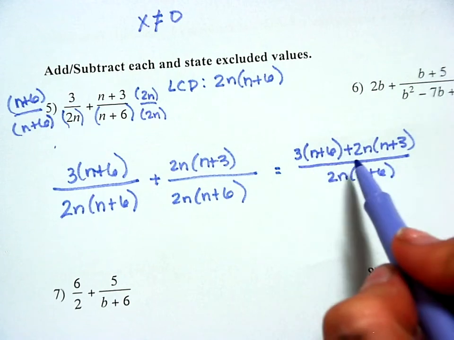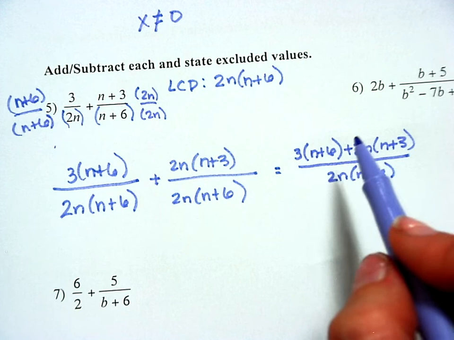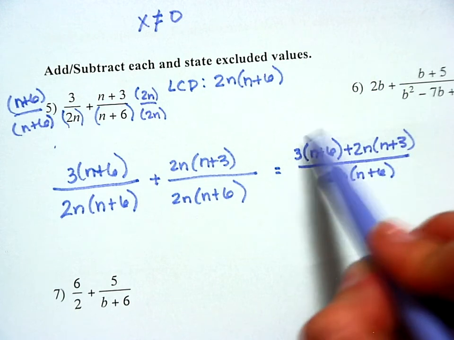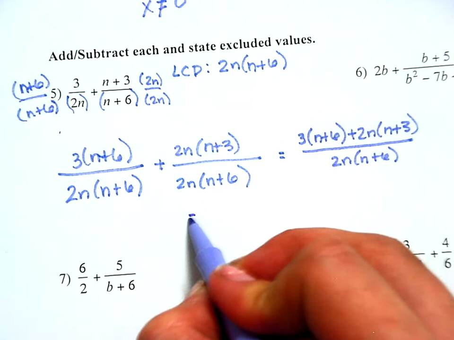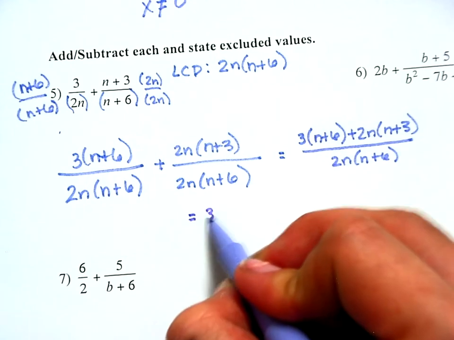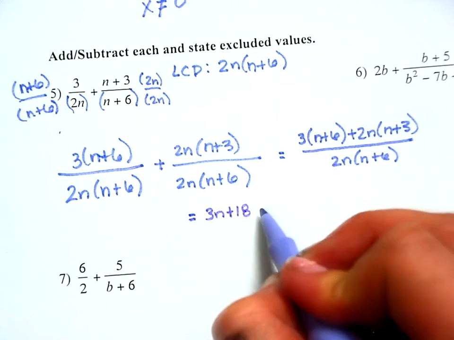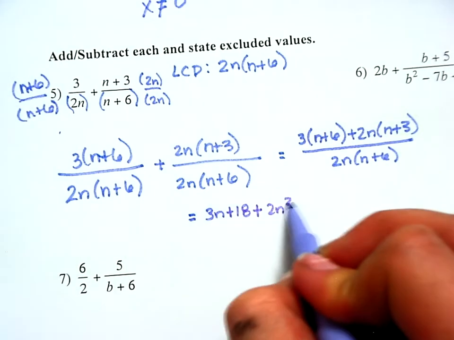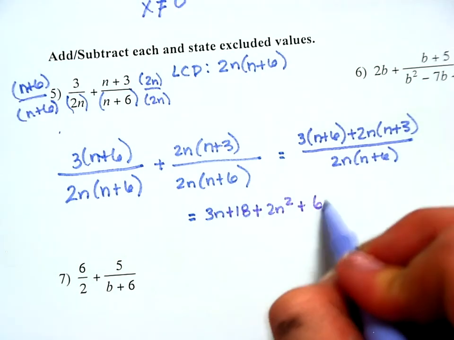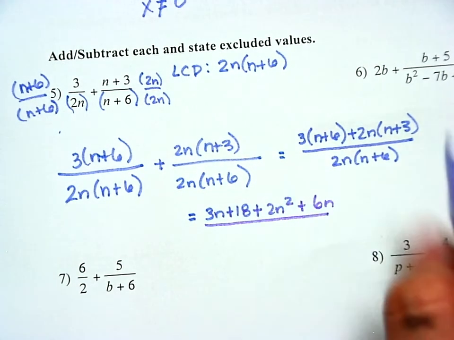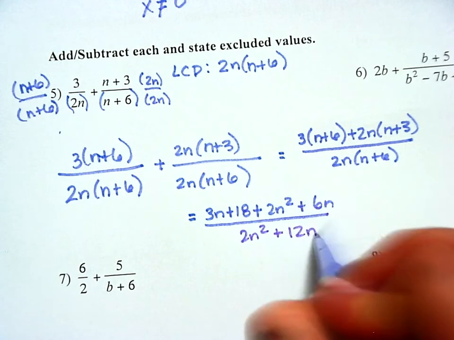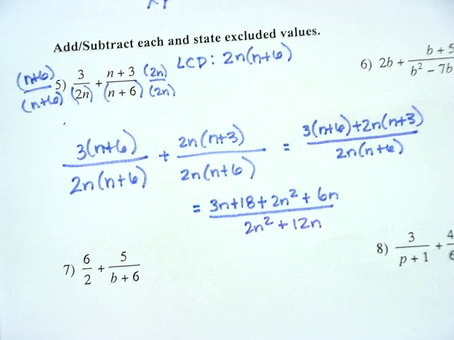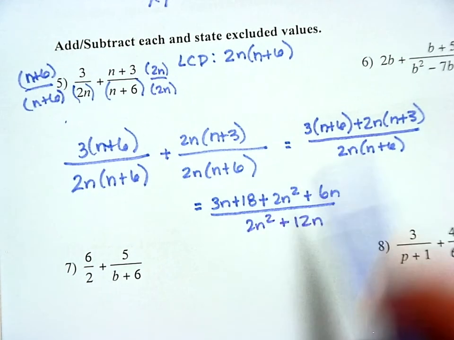So you can leave it like this, or for my class, I have my students eventually multiply out and combine like terms. So one more step, we're going to distribute. So that's 3n + 18 + 2n squared + 6n, all over 2n squared + 12n. Okay, I could combine the 6n and the 3n.